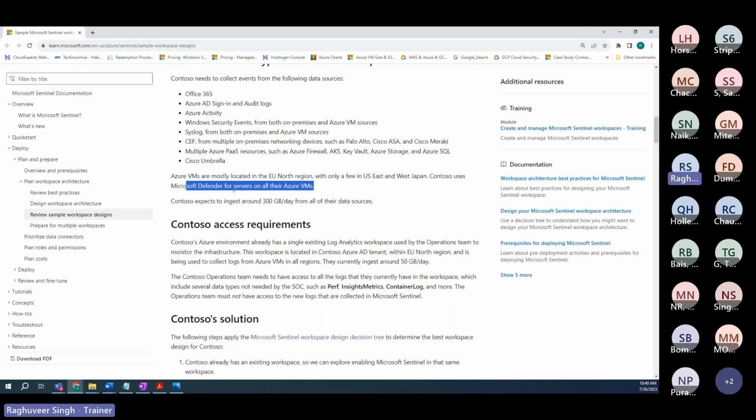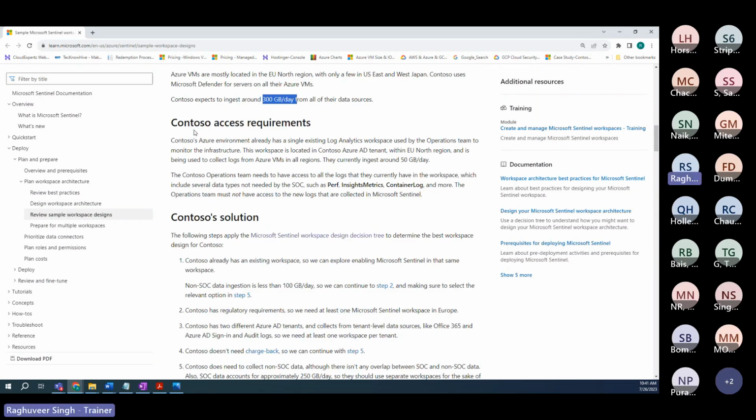Contoso has enabled Microsoft Defender for Cloud in all the subscriptions inside the tenant, and all the virtual machines are getting monitored through Defender for Cloud, where Defender for Servers is part of Defender for Cloud. Now, Contoso expects to ingest around 300 GB of data from all their data sources. This 300 GB includes both Contoso as well as Wingtip and all the data sources. This is the expectation on the pricing part. It should not go beyond 300 GB per day.